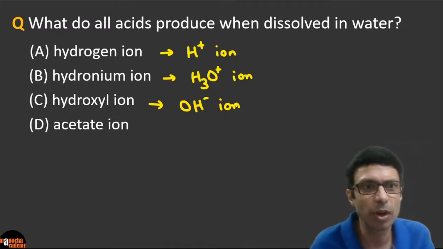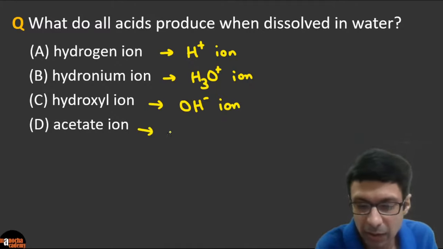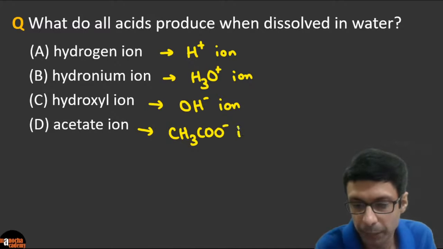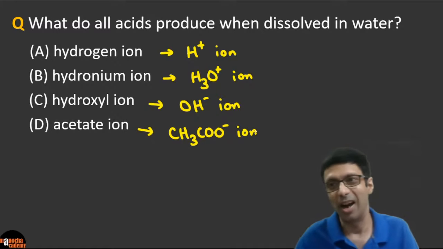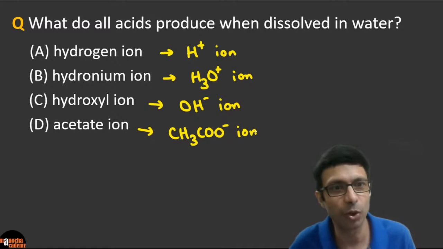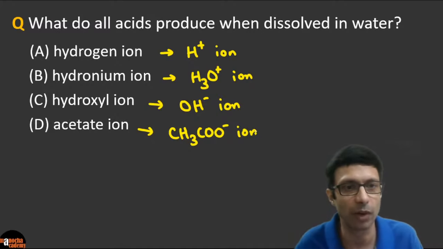And acetate ion, what is it? Acetate ion is CH3COO minus, right? So I've given you all the ions. I've written down all the formulas for you. So now guys, tell me, what do all acids produce when dissolved in water?